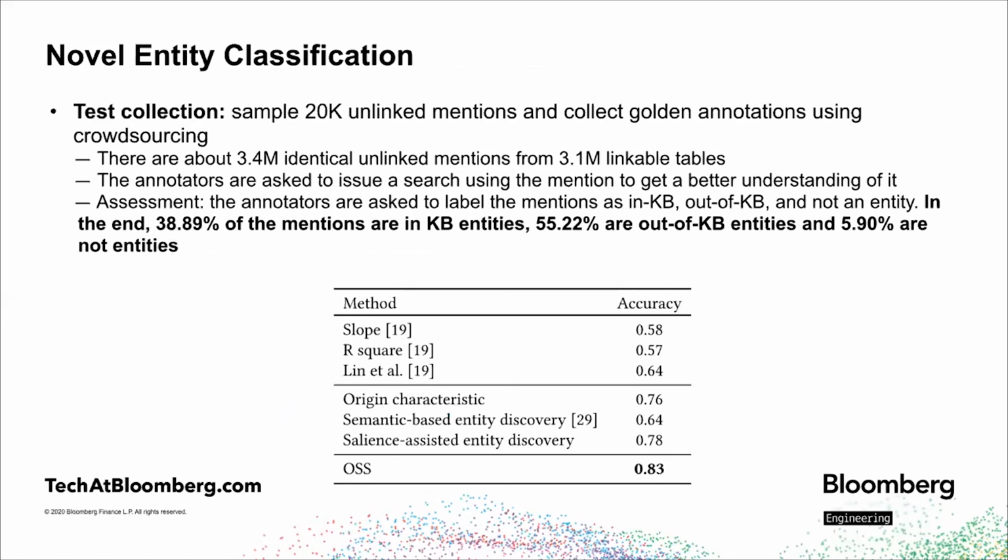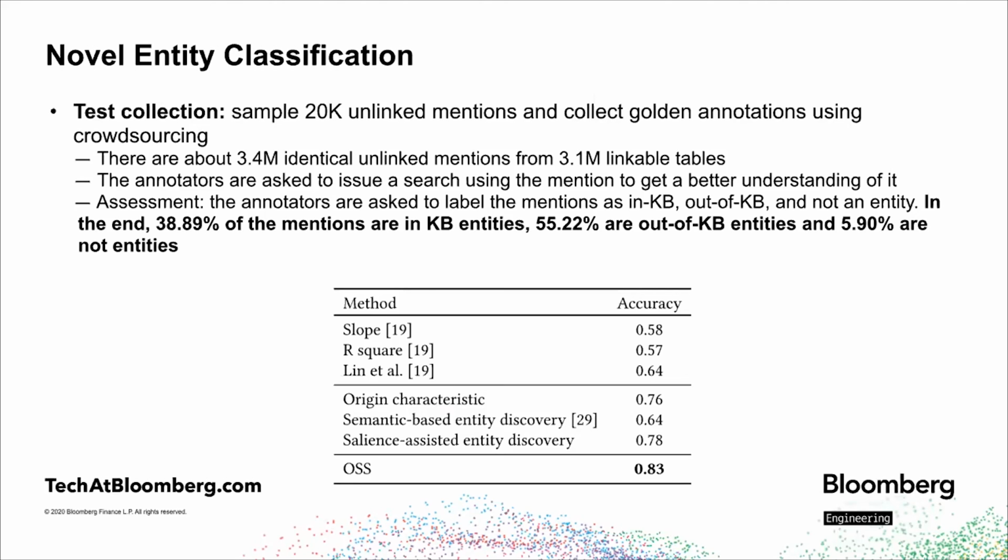Now, the last part, null entity classification. We built our own test collection by assembling 20,000 unlinked mentions. Here, I just share some very interesting stats. We have 3 million linkable tables, right? And after unlinking, we find 3.4 million identical unlinked mentions, and we sample 20,000, and we find about 39% of mentions are in-KB entities, 55% are out-of-KB entities, which are new entities, and 5% are not entities. We filter these by manual annotation of the non-entities.